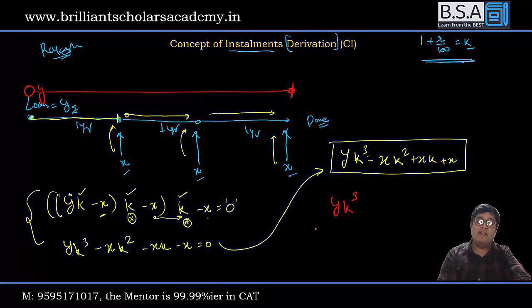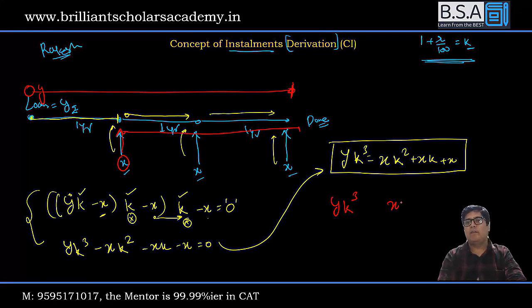Now I visualize deposits. X rupees deposit was made. What will that deposit become after 2 years? That deposit will become xk square. This X rupees deposit was made. What will it become after 1 year? It will become xk.